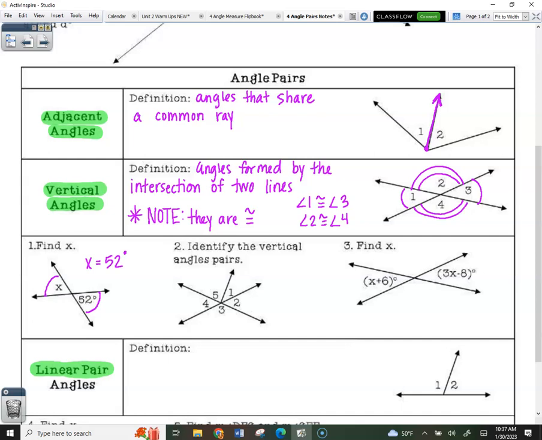Number 2 is not asking you to find any measures because there's none given. It's just saying which ones would be vertical. You have to be careful to make sure you're looking for the 2 straight lines. So find the 2 straight lines. Now take your eyes and find the 2 vertical angles that are between the straight lines. Do you have an answer? What pair of angles would be considered vertical here?